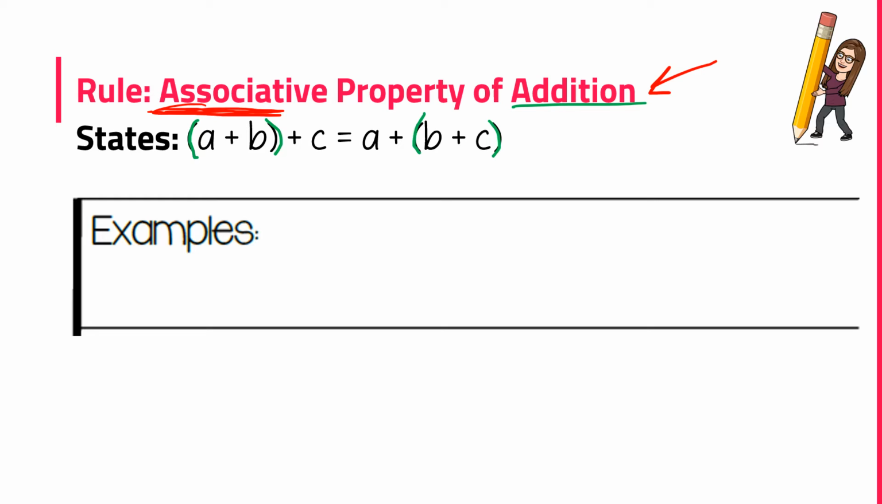Let's do a numerical example. If I have (3 plus 2) plus 1, parentheses first would get me 5 plus 1 is 6. Now on the right side, let's do 3 plus (2 plus 1). See how the parentheses shifted? We still get 6. So associative means who are you associating with today is my little trick to remember when dealing with addition.